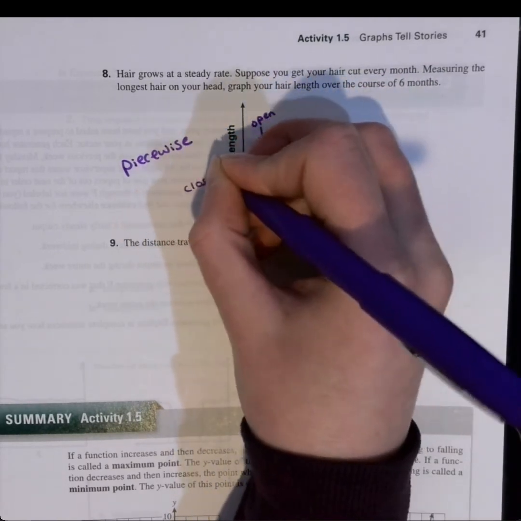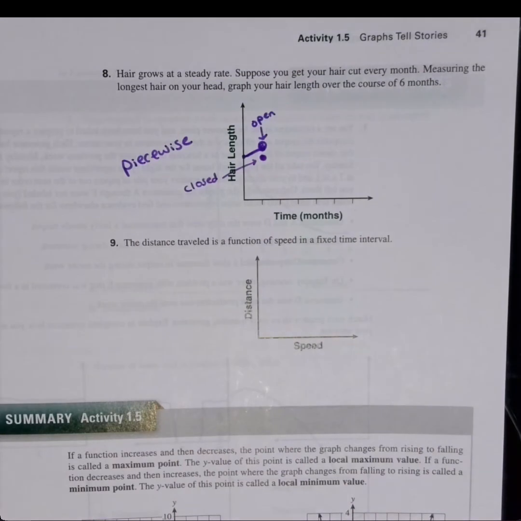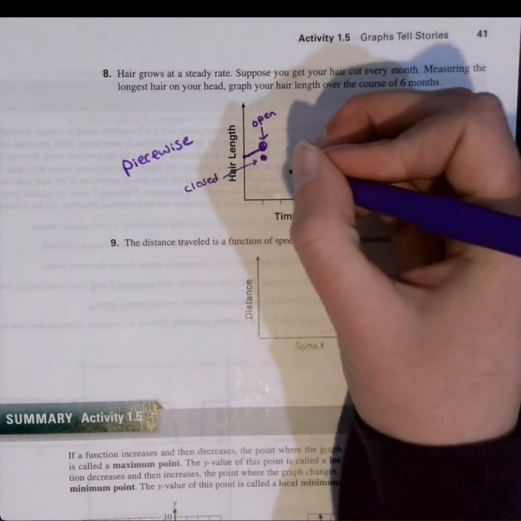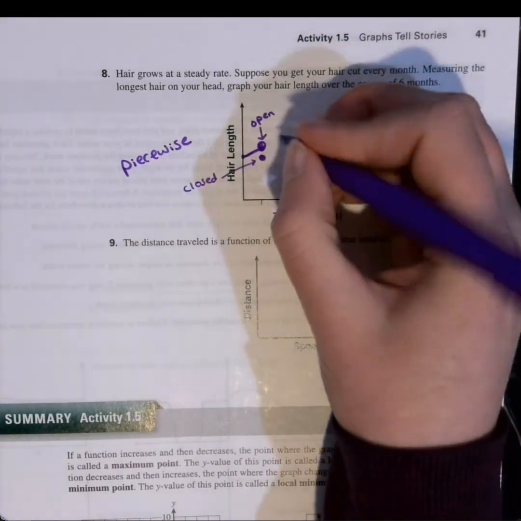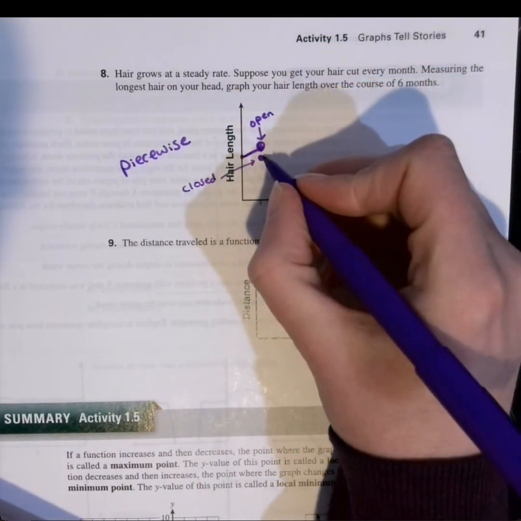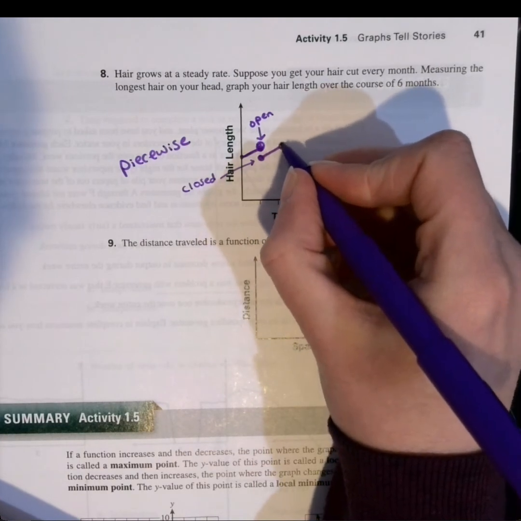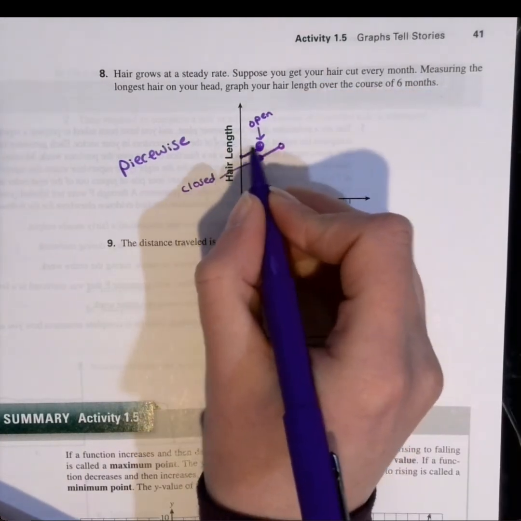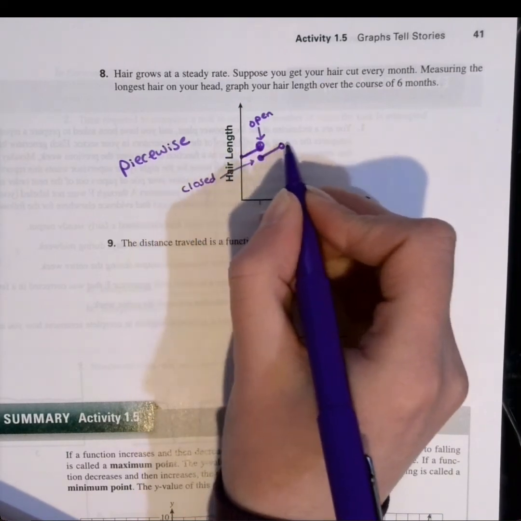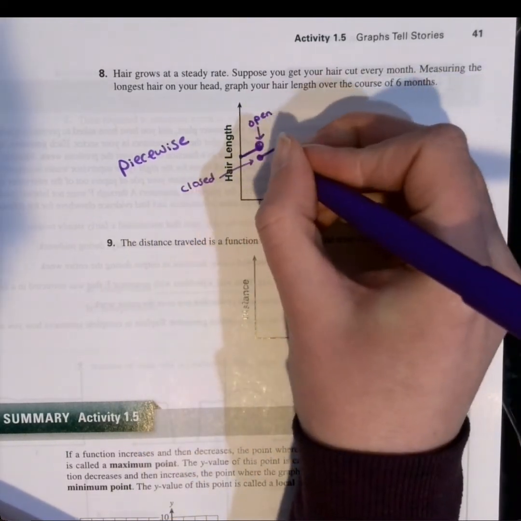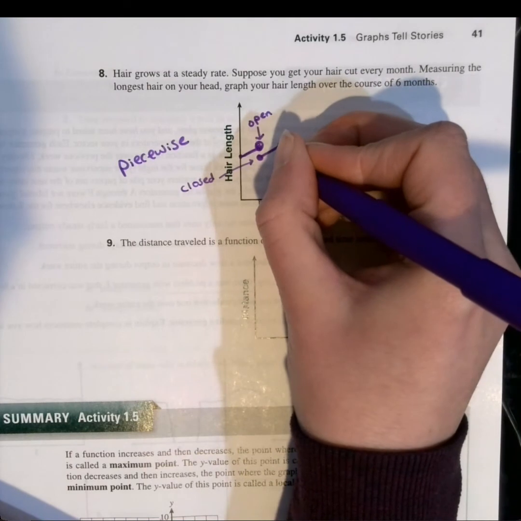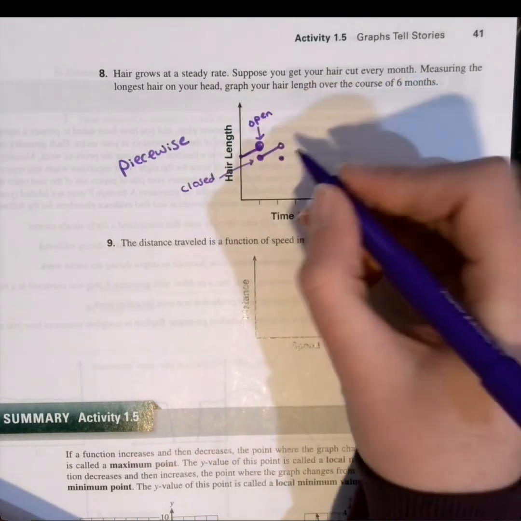You can't have two closed circles on top of each other or it would fail the vertical line test and it would not be a function. My hair is going to grow at about the same length. It kind of grows about the same length every month. So I'm going to have another open circle at about the same height because in 1 month it should have grown about the same length. And I'm going to get it cut again back down to where I like it. And it's going to grow again.